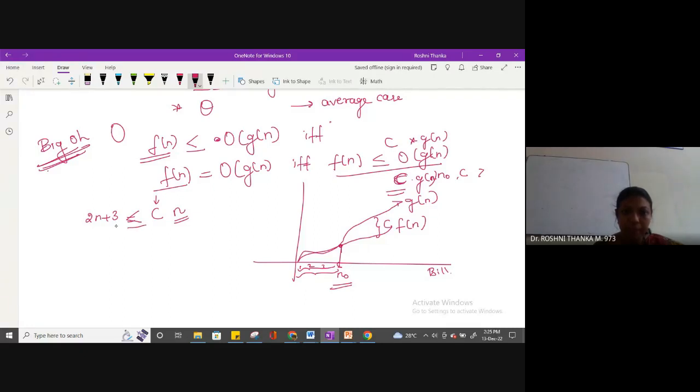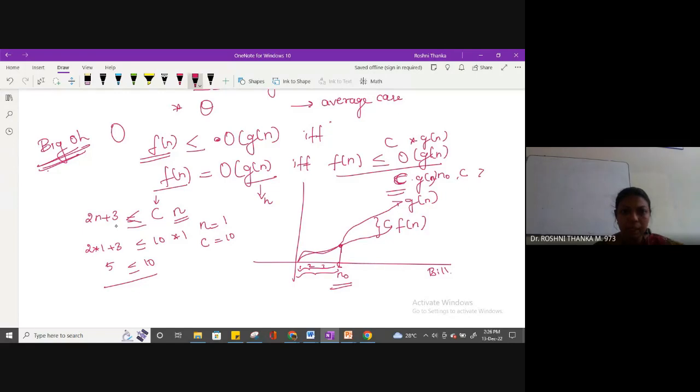So here I have taken g of n as n, or you can give any quadratic values and substitute and see for which value it is true. Say for example, if I put the value of n as 1, and the value of c as 10, we'll substitute and see whether this condition is true. So 2 into 1 plus 3 less than or equal to the constant I have taken as 10 into n, where n is 1. The value is 5 less than or equal to 10, so this condition is true.